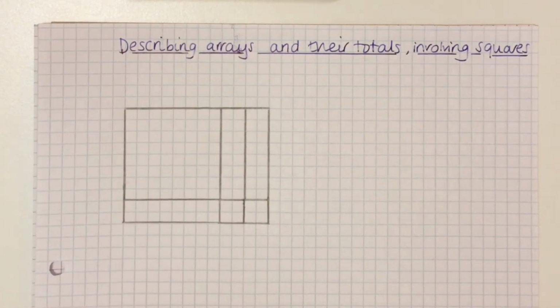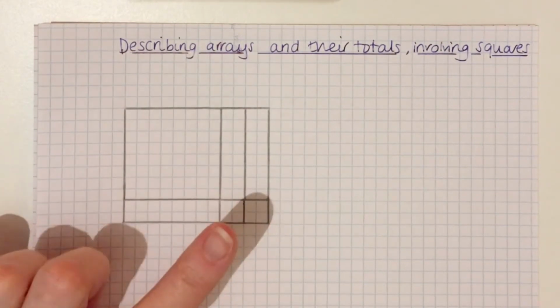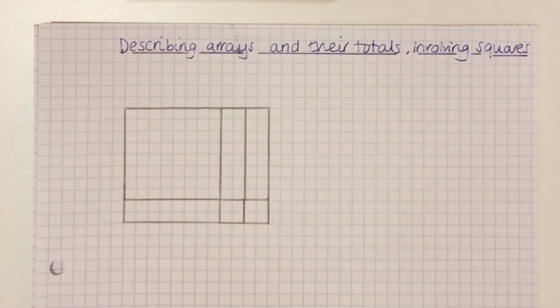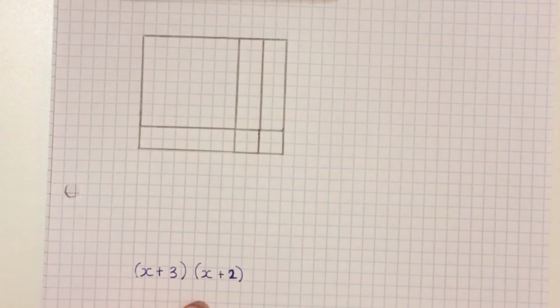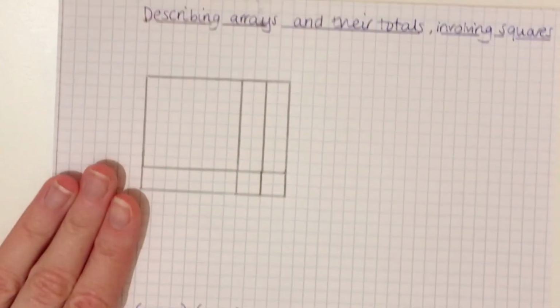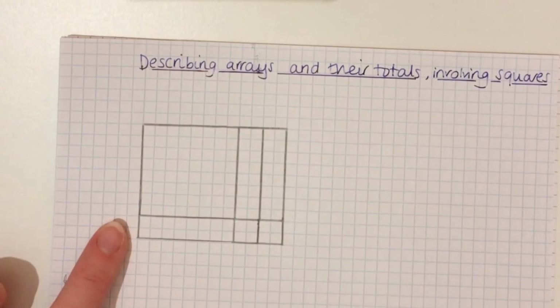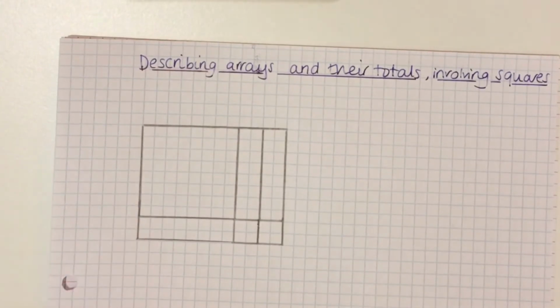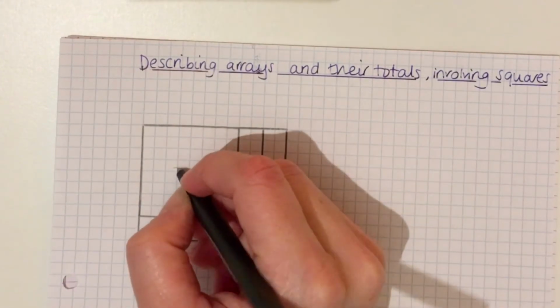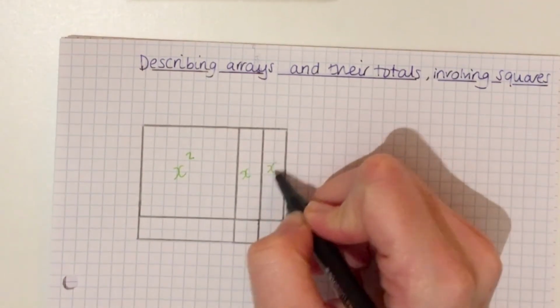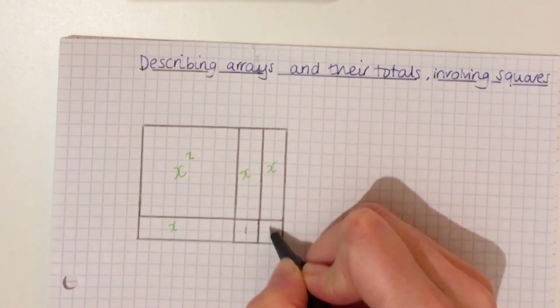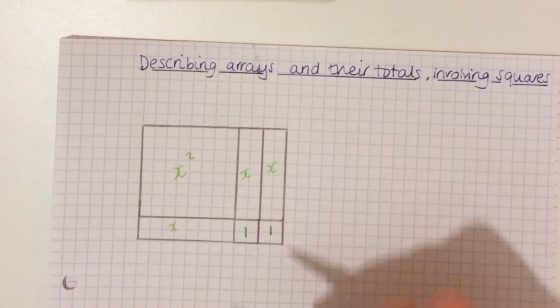For today's lesson, we just need to be able to describe the array when it looks like this. I am going to show you how to draw an array when you're describing it. So what you need to know is that this is our x squared, the bars are still our x's, and these are our 1s, as they were before.